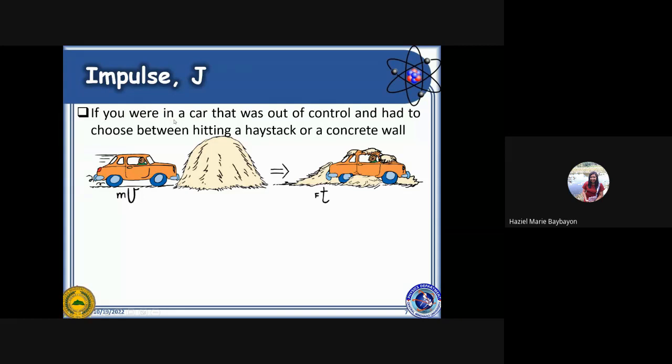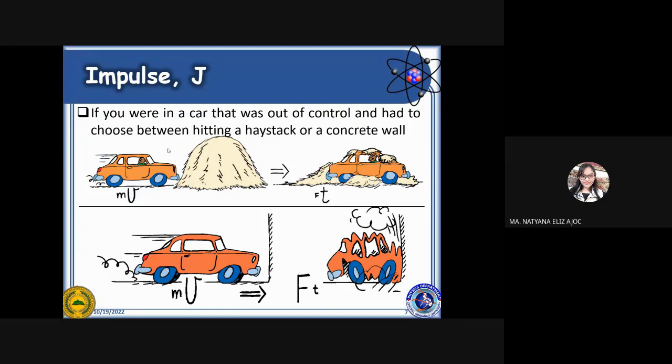So if you were in a car that was out of control and had to choose between hitting a haystack or a concrete wall, which would you choose, class? Haystack. Okay. So even if you are not a physicist or you have no knowledge of momentum and impulse, of course, you should choose the haystack, no? But here is the reason why. The same velocity, for example, the same car, an out of control car, the same mass. Okay.